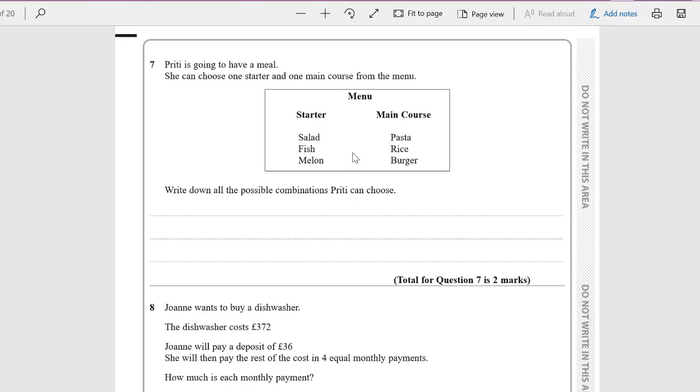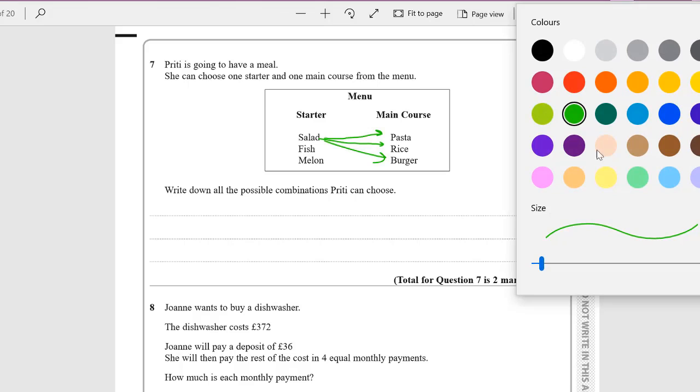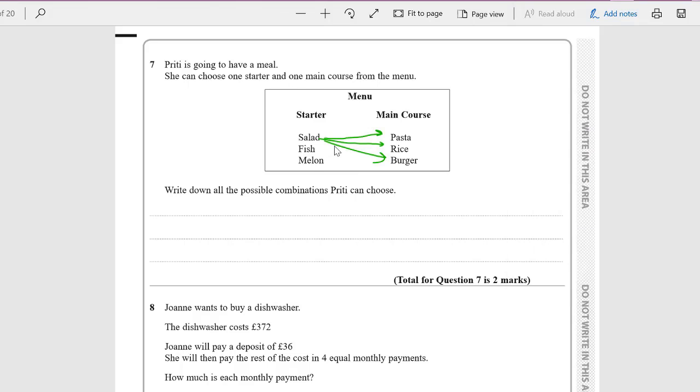Okay, well, I guess you can have this with that, this with that, this with that, and then she can have this with that, this with that, this with that. Or she can have melon with pasta, although that's not a choice I'd want. Melon with rice, melon with burger. So let's write them all out.